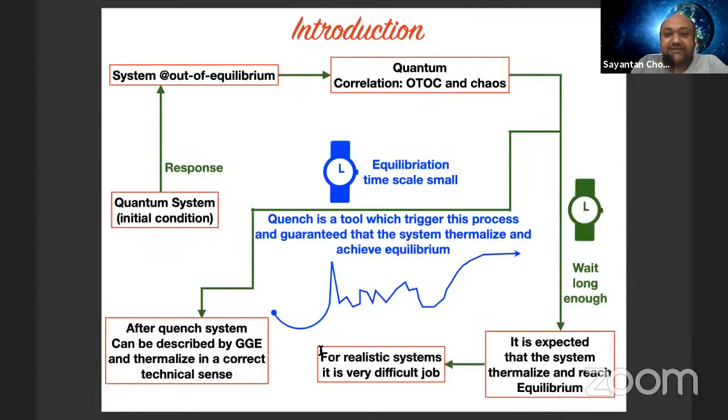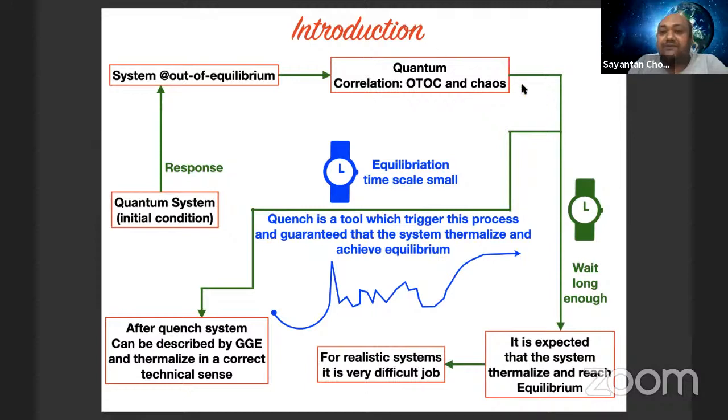Now, this is the overall setup. If you have a quantum system and you give it a response, it immediately goes out of equilibrium. You can study these correlations and their properties with a lot of techniques that people presently use, such as out-of-time-order correlation functions, chaos, etc. But we didn't do this in this paper.